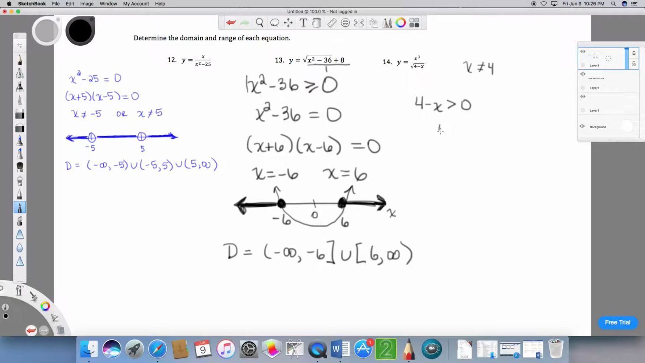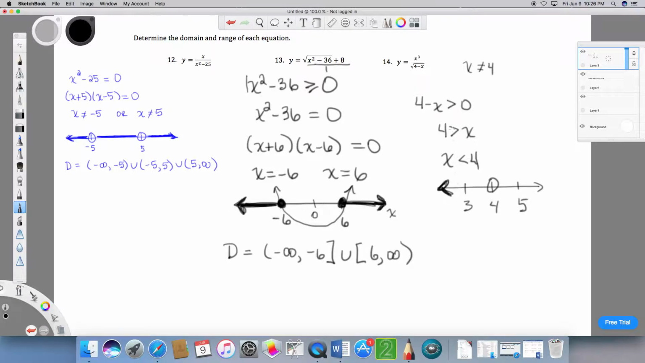So let's add x to each side. 4 has to be greater than x, which means that x is less than 4. So if I sketch that on a number line, I've got 3, 4, 5. The endpoint 4 is being excluded. We said that x couldn't equal 4. It's being excluded from the domain.